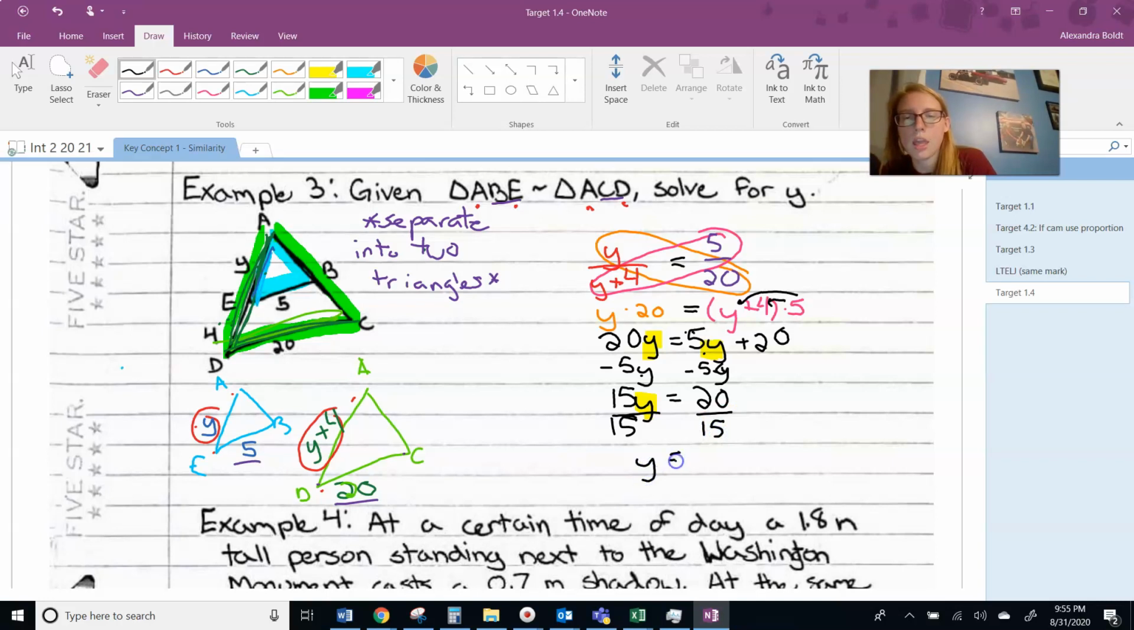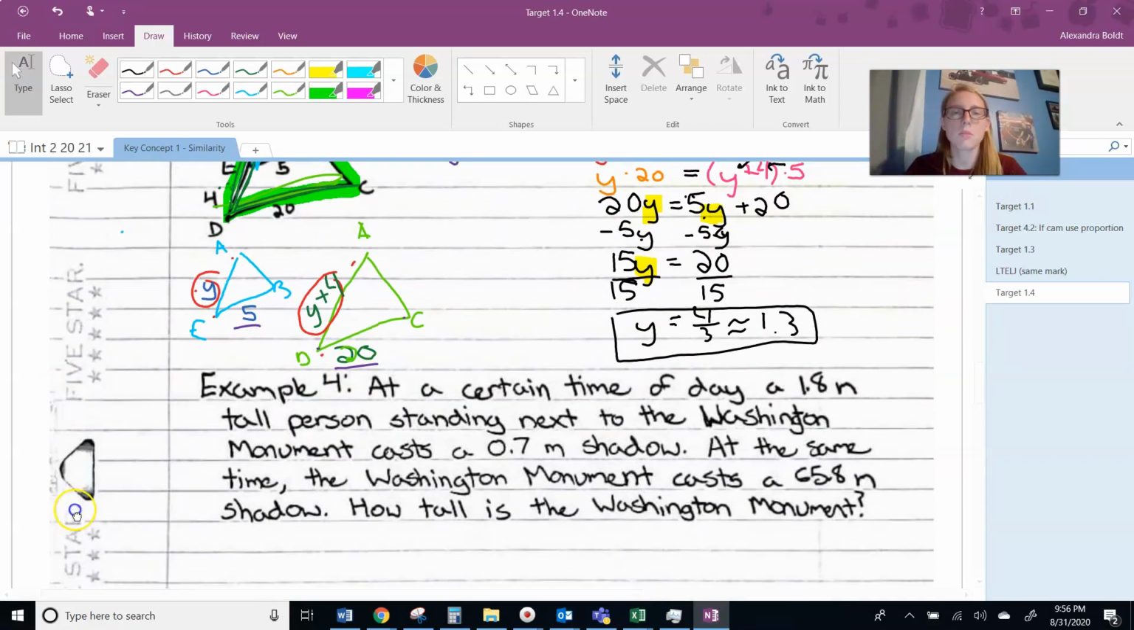And we have y equals, well, 20 over 15, if you write it as a fraction, it's 4/3, or approximately 1.3. Okay. Again, I will accept either of those answers, either y equals 4/3, or y is approximately 1.3.